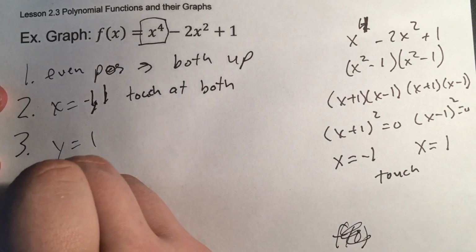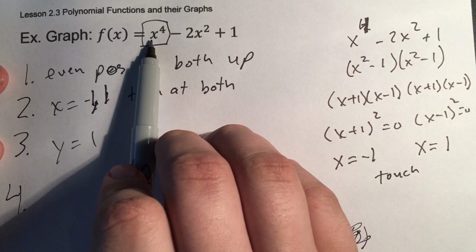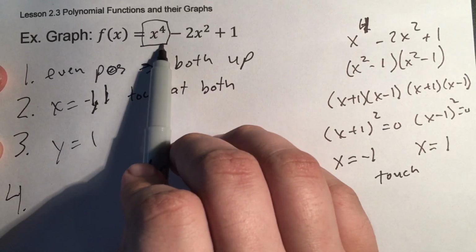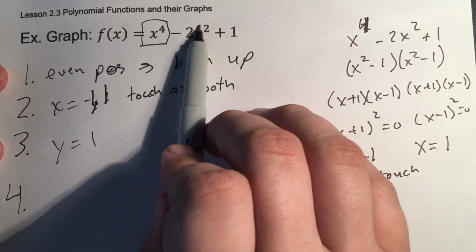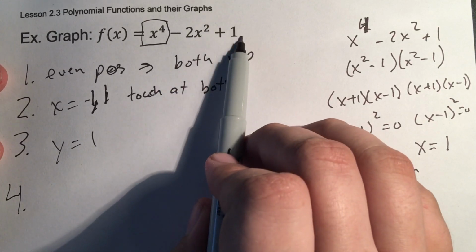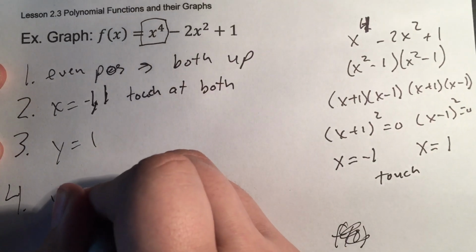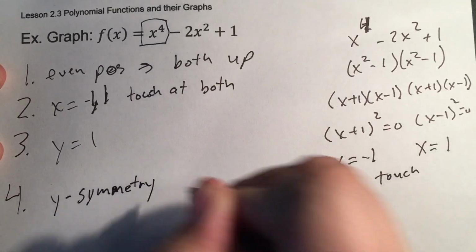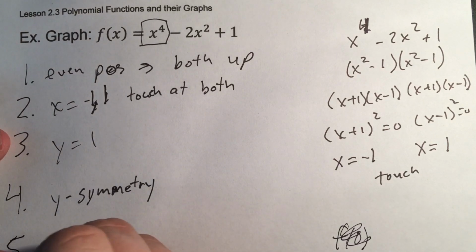4, we're looking at symmetry. So if we put a negative x in here, negative x to the fourth will leave us with a positive x to the fourth, so we're not changing. If we put a negative x into x squared, we're not going to change sign again. And the 1 is a constant, won't change sign either. So this one will have y symmetry. So it'll be symmetric about the y-axis. We'll be able to fold it over the y-axis and it would match.